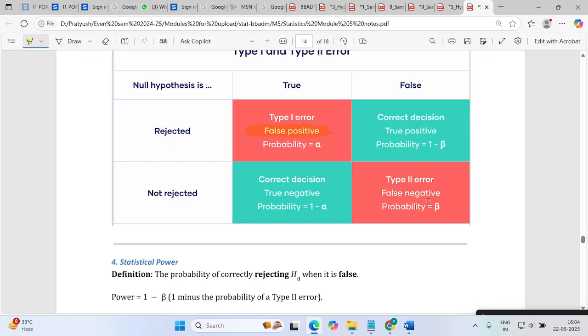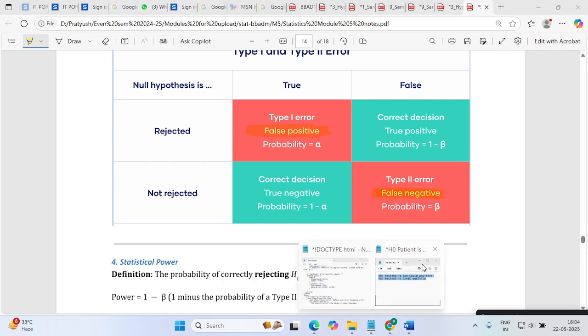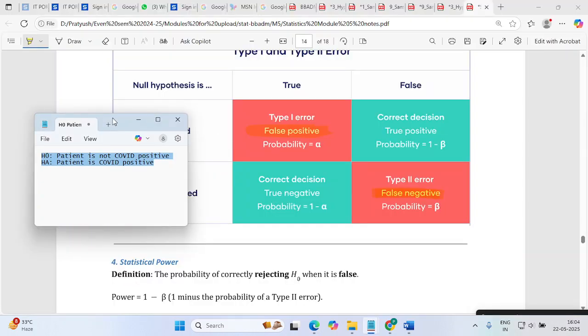Okay, now let's talk about false negative. So can you tell me what is false negative? False negative कब होगा? जब पर्सन के साथ क्या है और उसका रिजल्ट क्या है? False negative. Yes. When the person has COVID, but the result says he is not COVID affected.